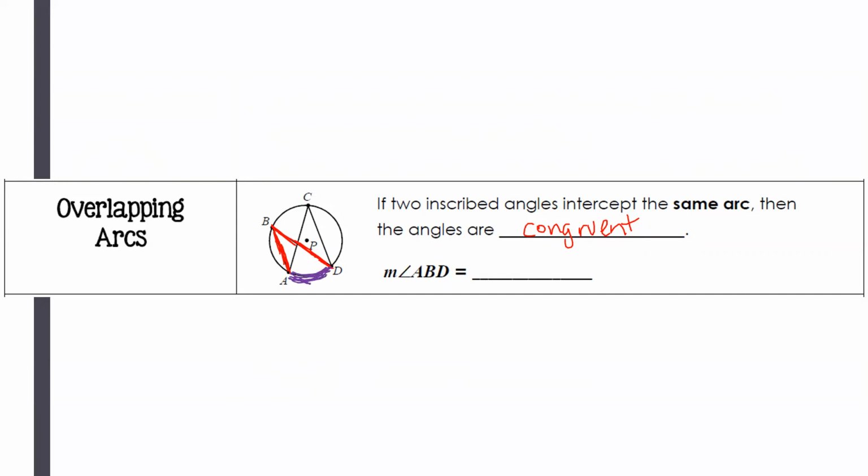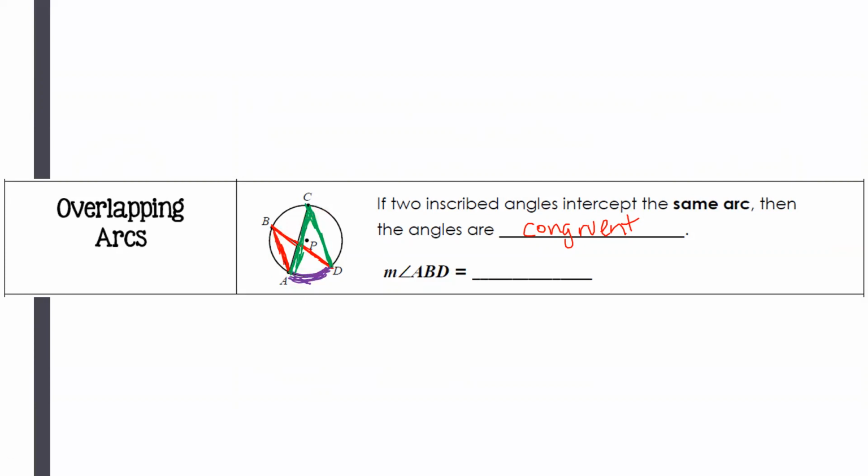But then we also have angle ACD, here it is. But notice that the arc inside of it is still arc AD. This arc is the same arc whether we're looking at the red angle or the green angle. And so since they're intercepting the same arc, that means that these two angles have to be congruent.